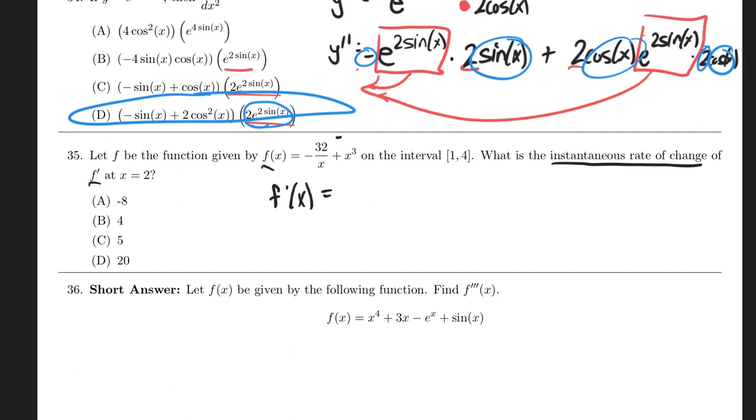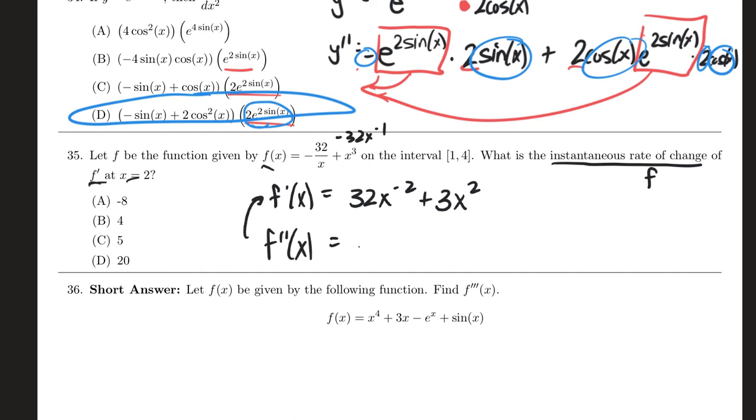This is negative 32 x to the negative 1, which is going to be positive 32 x to the negative 2, plus 3x squared. And you would think, okay, instantaneous rate of change is the derivative, so I'm just going to plug in 2. But the derivative is the instantaneous rate of change of f, and we don't want the instantaneous rate of change of f. We want it for f prime. So we have to take another derivative, so we need its derivative.